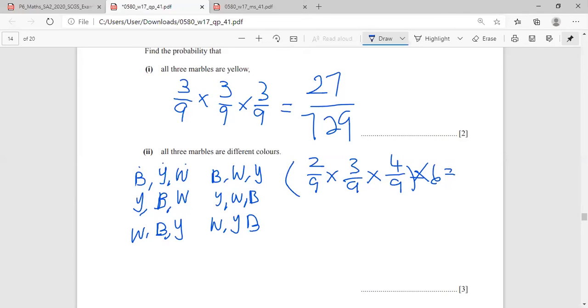So in the end, I will get 24 over 729, and I have to times 6. 24 times 6, 144 over 729. This is your answer.